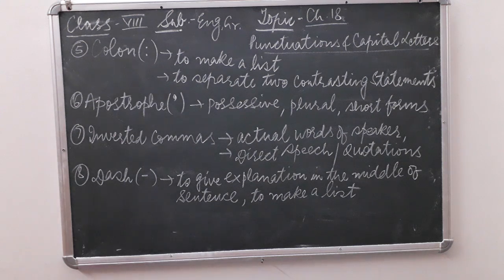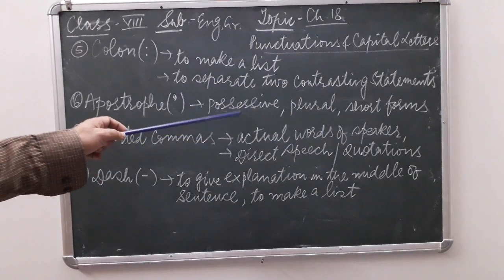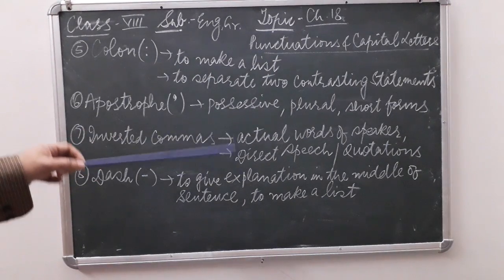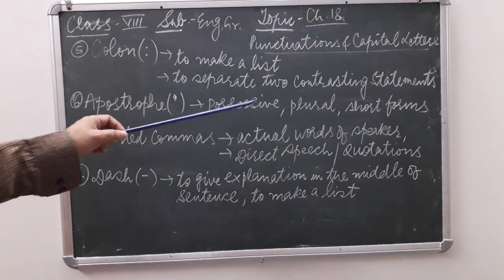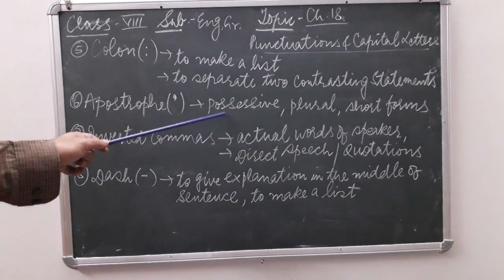Then we use colon. Next, children, it is the apostrophe. Apostrophe is put just above a letter or word. It is used to show possession. For example, it is Ram's book. So R A M apostrophe S, Ram's book.